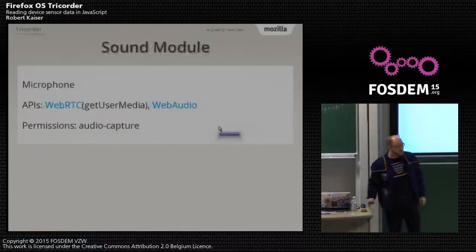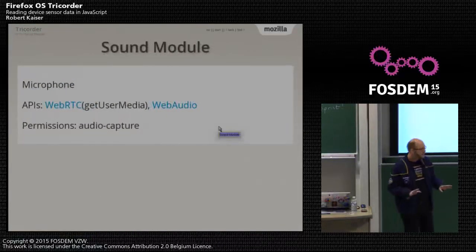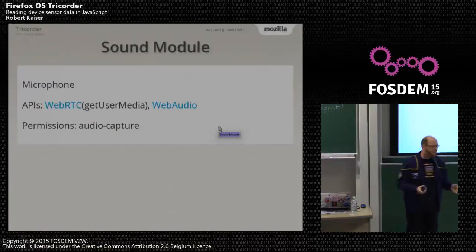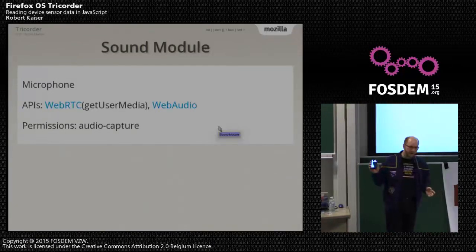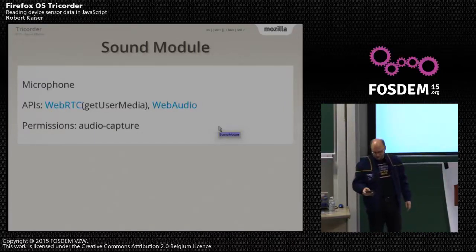The next one is probably the most complicated example I have in this, the sound module. It looks pretty innocent. The microphone. Microphone is something that every phone has, and that has to be easy, right? Well, getting the microphone is easy. But what I'm doing is displaying graphically an analysis of the data that I get in from the microphone. That's not that easy. There's a few fun things in there.